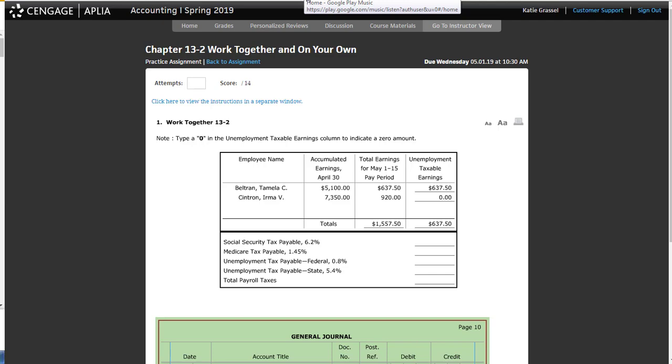Your four taxes are either calculated off of your total earnings or your unemployment tax earnings. Social Security tax, is that going to be multiplied by your total earnings or your unemployment earnings? Total. So you're going to take 6.2% times $1,557.50, and that amount goes right here.